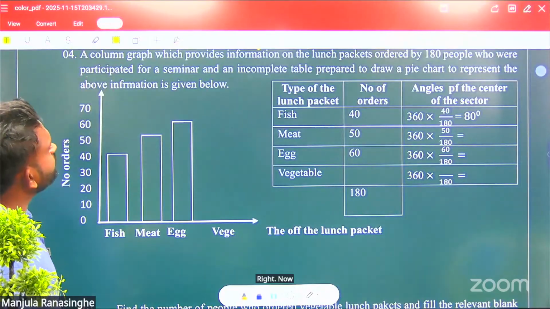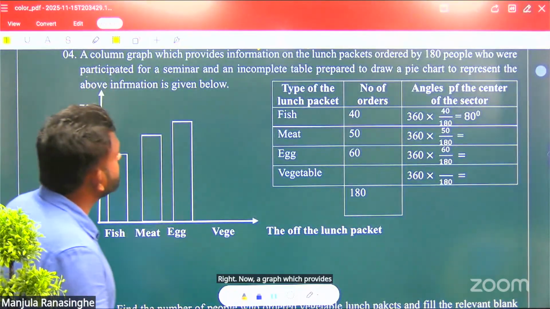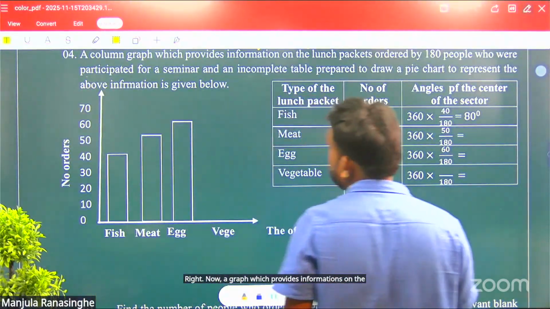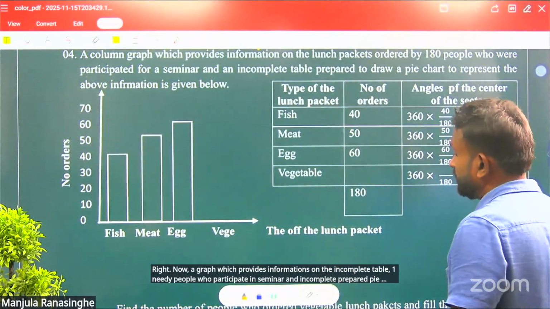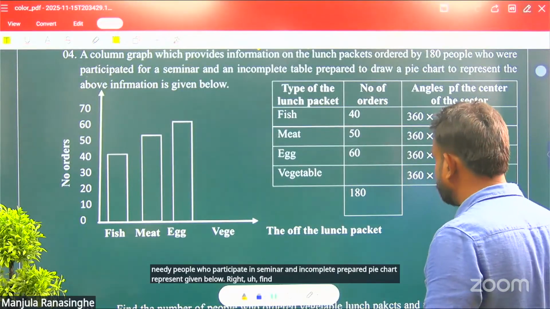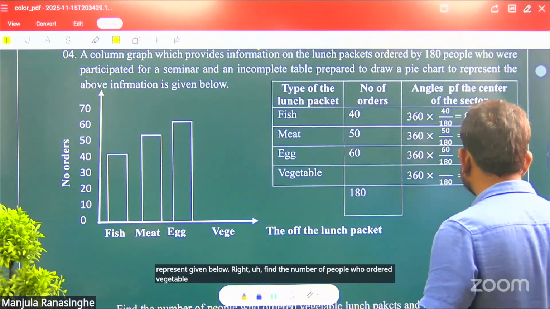Now a graph which provides information on the incomplete table, 180 people who participated in the seminar, and an incomplete pie chart representation given below. Find the number of people who ordered vegetable lunch packets and fill in the relevant blank.